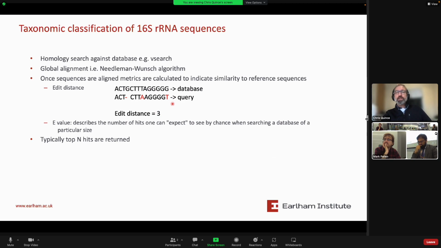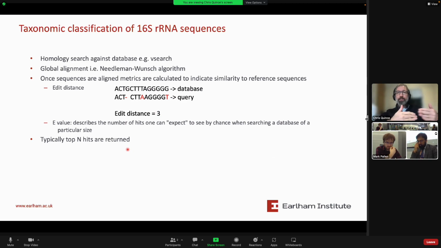The second reason you wouldn't do it is because it's slow. It will take you a very long time to BLAST all your sequences against a significant sized database. And as I've just said, vSearch or uSearch do global alignments, so they're entirely appropriate for 16S, and they do it much quicker than BLAST. Okay, so that's the type of bioinformatics that we would be using for this purpose.